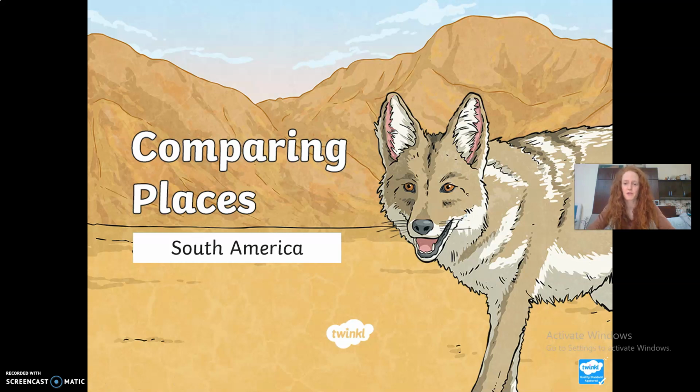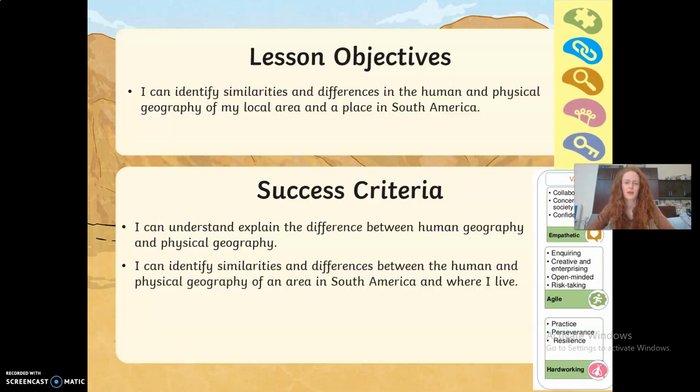Right, comparing places. So what is our lesson objective for this week? You will identify similarities and differences in the human and physical geography of the local area where you live, which is the UAE, and a place in South America. So this time you will be researching a place in South America, but at the same time you will be comparing it to the UAE.